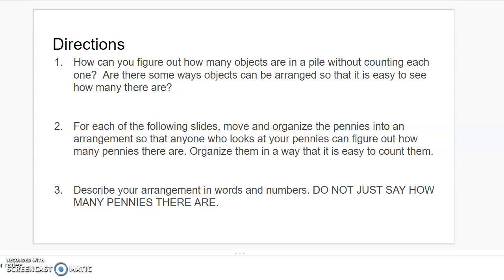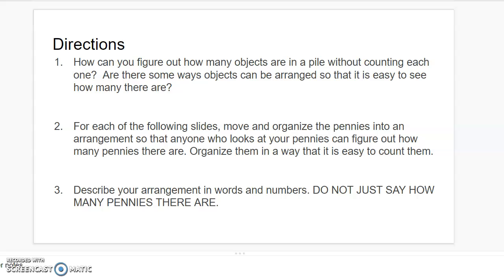Here are the directions. So these are the directions for the following 3 slides. How can you figure out how many objects are in a pile without counting each one? Are there some ways objects can be arranged so that it is easy to see how many there are? For each of the following slides, move and organize the pennies into an arrangement so that anyone who looks at your pennies can figure out how many pennies there are.